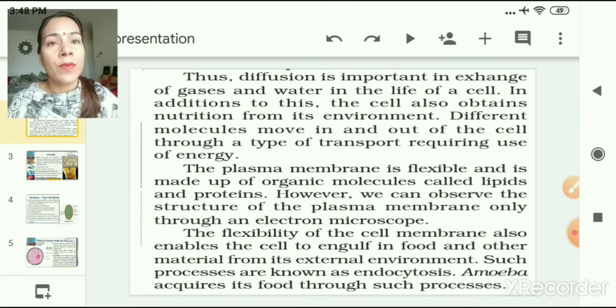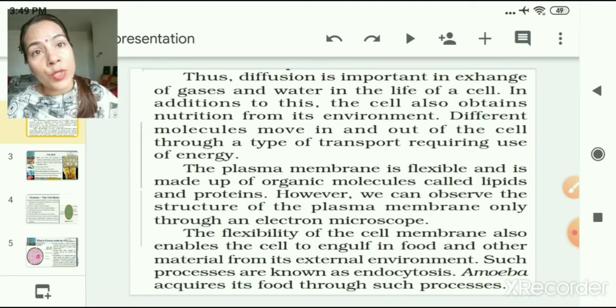In previous session, we were discussing about diffusion and it is an important process in exchange of gases like CO2 and O2 and water also in the life of a cell. In addition to this, the cell also obtains nutrition from its outer environment. Different molecules move in and out of the cell through a type of transport which requires energy in the form of ATP, and this type of transport is called as active transport.